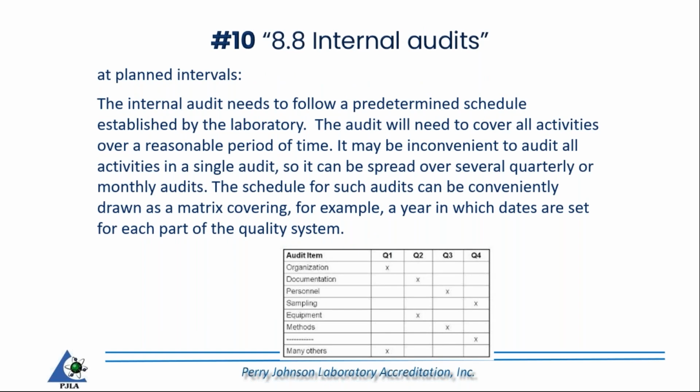So the first thing that may have prompted non-conformances is, at that planned interval, simply not doing the internal audit as specified in your predetermined schedule. It should cover all activities over a reasonable period of time, and you have flexibility, just that predetermined schedule. Some organizations may elect to perform the entire internal audit at one time. Some may elect to break it down in bits and pieces, via different quarters.